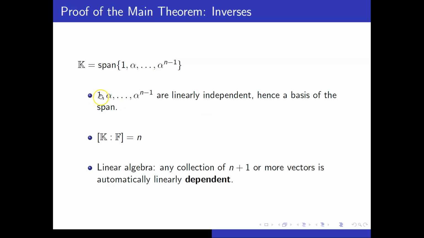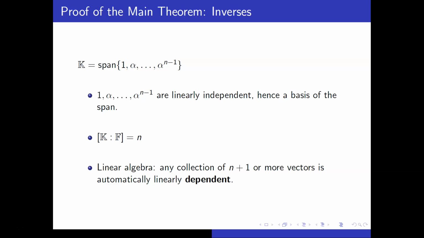So we take these powers, 0th power through the n minus first power. So n powers. This is an n-dimensional extension. These are linearly independent, so they are necessarily a basis. The important thing to remember is that if I take any collection of vectors which is larger than the dimension of the vector space, that set of vectors is automatically linearly dependent.